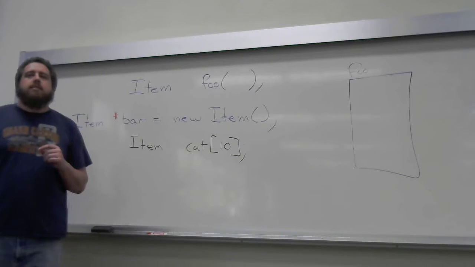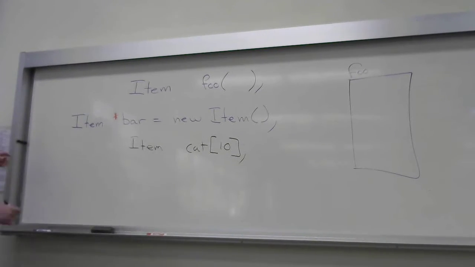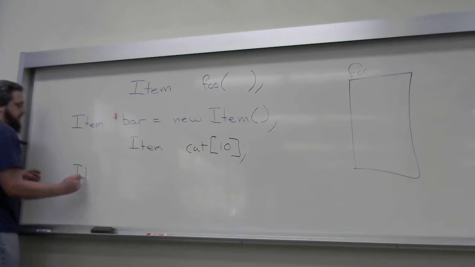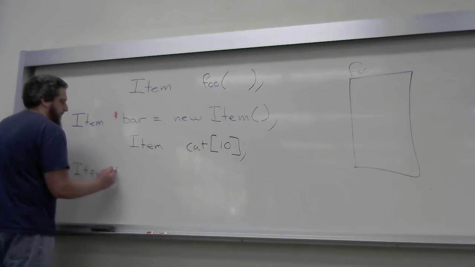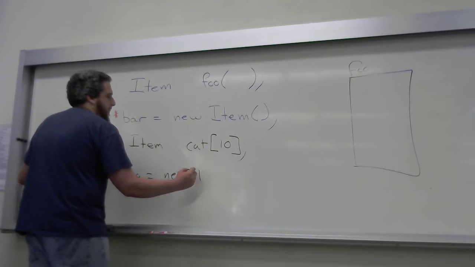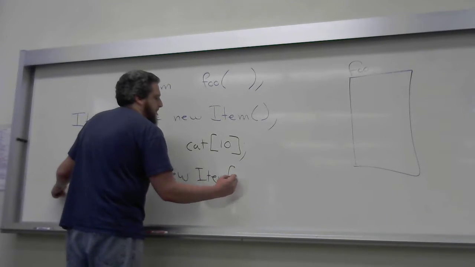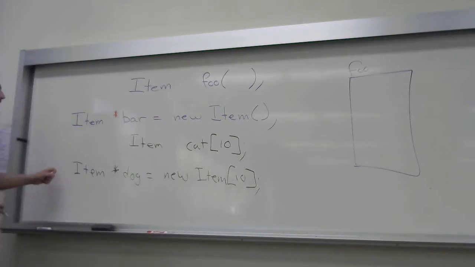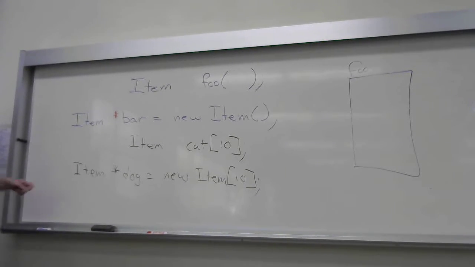Where is this array declared? On the stack, correct. I can also declare an array of 10 items like so. Where is that declared? On the heap. Cat is of what type? Item. So is cat a single item? Cat is an item array, right? All right, so dog is of what type?